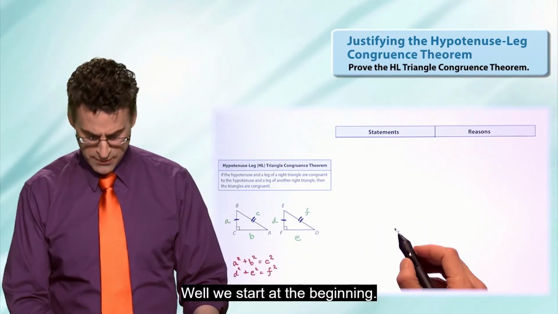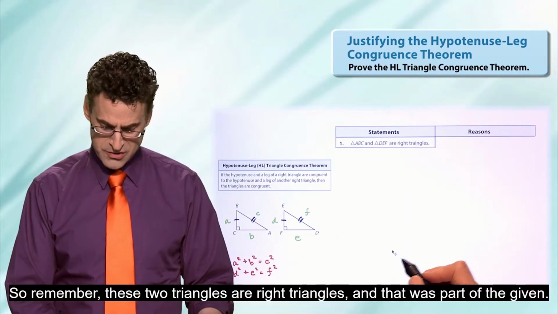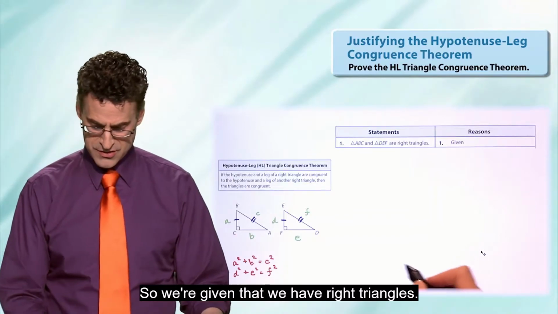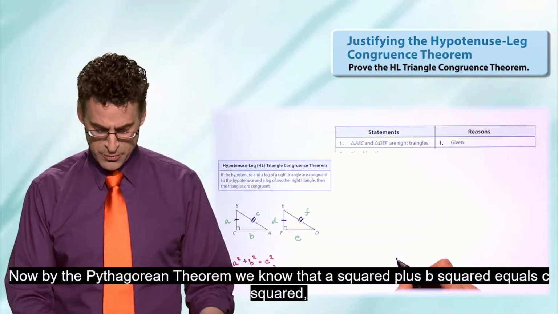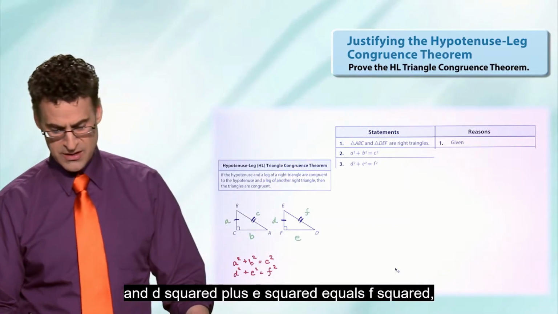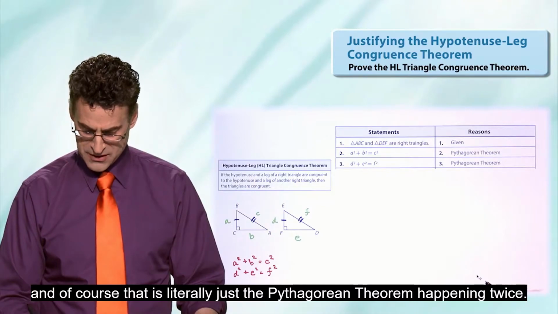So where do we start? Well, we start at the beginning. If we're going to use the Pythagorean theorem, we better have right triangles. So remember, these two triangles are right triangles, and that was part of the given. So we're given that we have right triangles. Now, by the Pythagorean theorem, we know that a squared plus b squared equals c squared, and d squared plus e squared equals f squared. And of course, that is literally just the Pythagorean theorem happening twice.